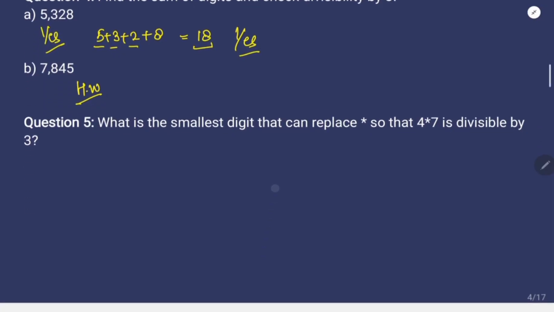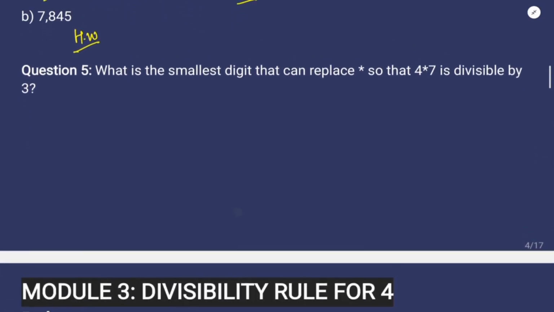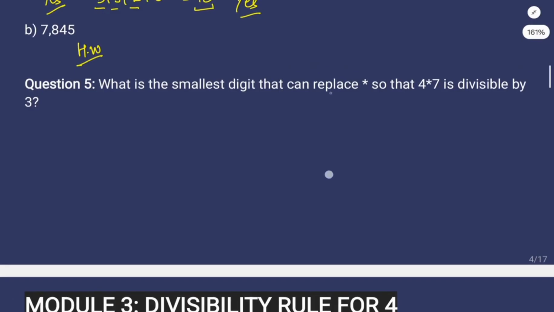Right? Okay. Now after that, what question is this? We have, what is the smallest digit that can replace star? We have a number 4 star 7, so that this is divisible by 3. Okay. First you need to know that the sum of digits should be divisible by 3. Here we will add 4 plus 7 plus something. I don't know what this something is, right? 4 plus 7 is 11.